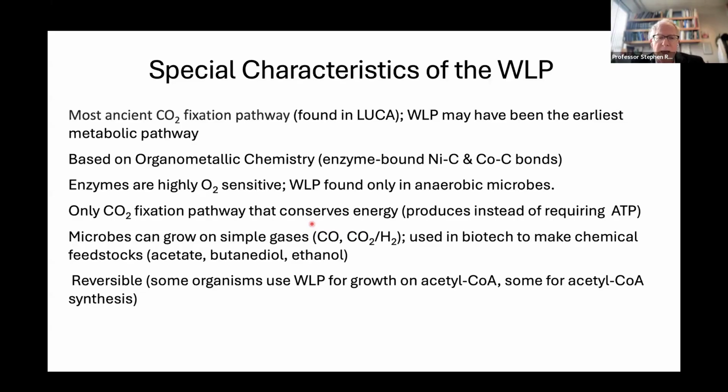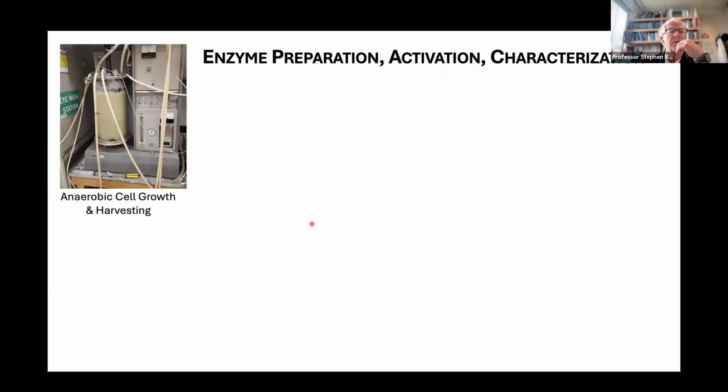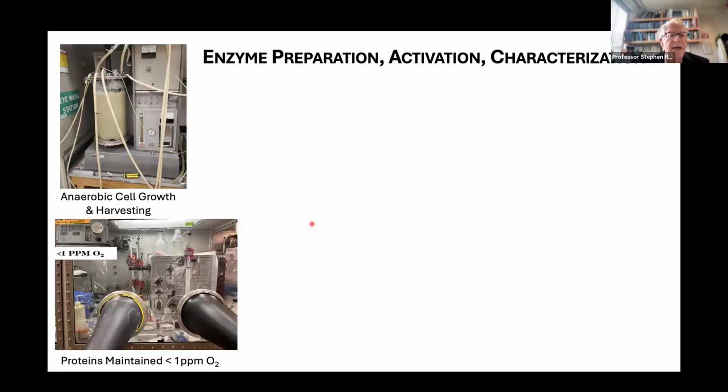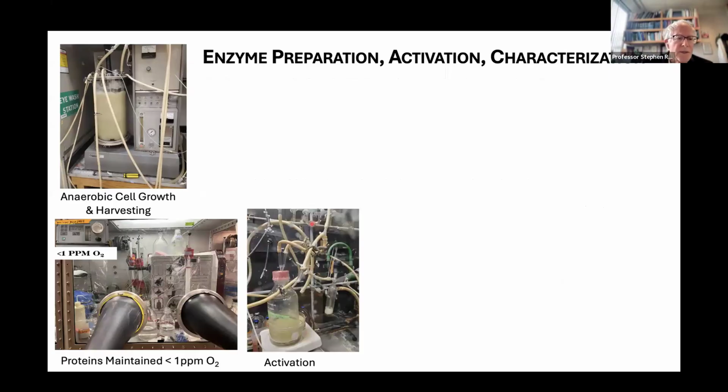Okay, so it's a reversible pathway as well. Some organisms actually use this pathway for growth on acetyl-CoA, and some use it for acetyl-CoA synthesis. Because this is an anaerobic pathway, one of the things we have to do is make sure that everything is done anaerobically. So we grow cells, harvest them anaerobically. We maintain the proteins in anaerobic chambers at less than 1 ppm of oxygen.